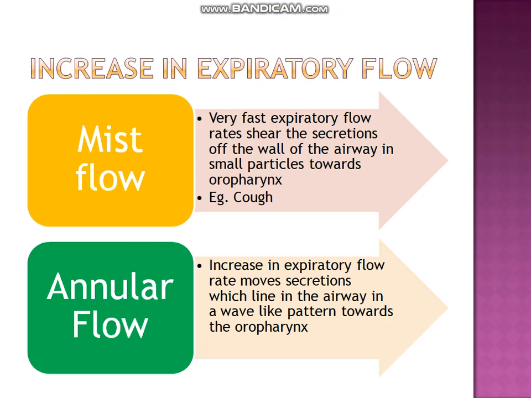So when there is increase in expiratory airflow, it could be because of two ways, either mist flow or annular flow. Mist flow is where very fast expiratory flow rates shear the secretions off the wall of the airways in small particles towards the oropharynx, for example as it occurs during coughing. Whereas in annular flow, the increase in expiratory flow rate moves the secretions which line the airway in a wave-like pattern towards the oropharynx. That is, it moves the secretion from the peripheral airways to the central airways.